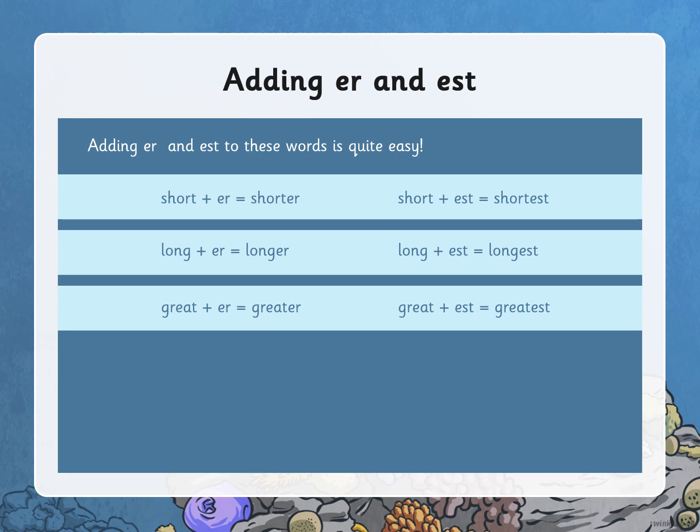So let's have a go at adding the ER and EST suffix to these words. So slow. Have a go at adding the ER and the EST suffix. Then look at the word tall. What would tall be with the ER suffix? What would tall be with the EST suffix? Pause the video here and write down your answers.